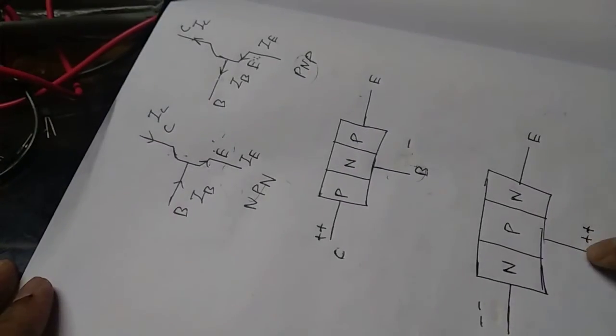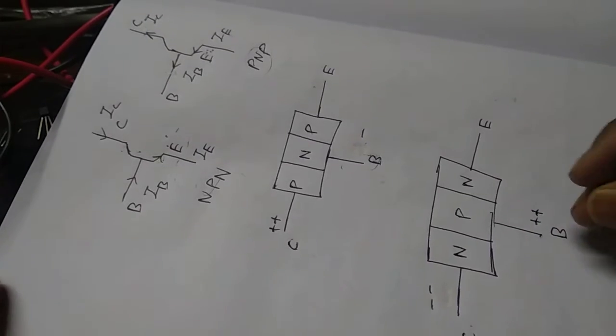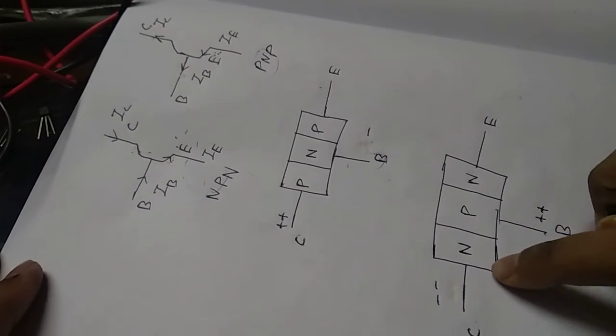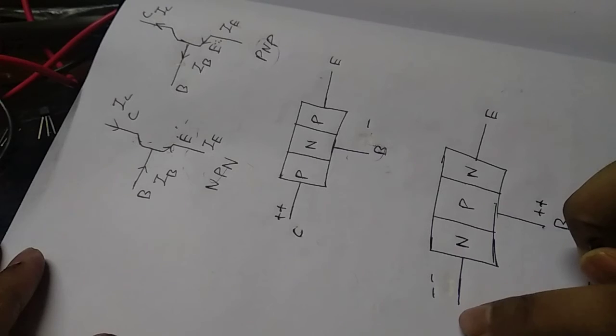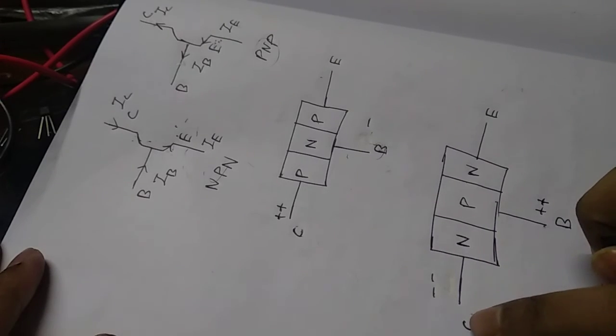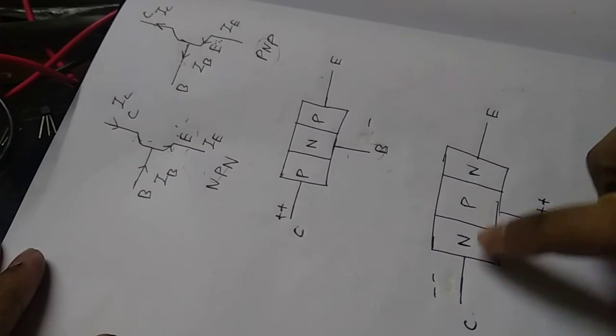So from the reading we can conclude that it is an NPN transistor. And if you reverse the terminals and it does not show any reading, then it is called an NPN transistor.